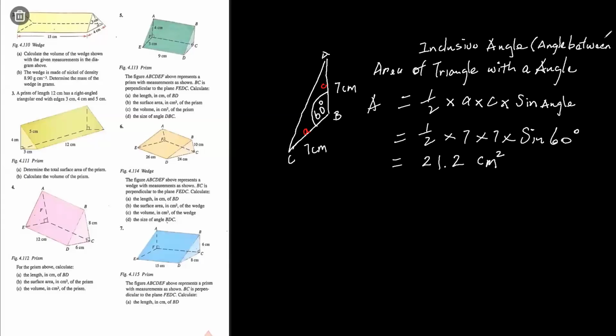Ask a question. What do you mean by inclusive? I mean by in between. That's why I put between, angle between, there in brackets. Thanks, sir. You're welcome. Area of a triangle with an angle. So there are triangles with an angle. That's how you work it.